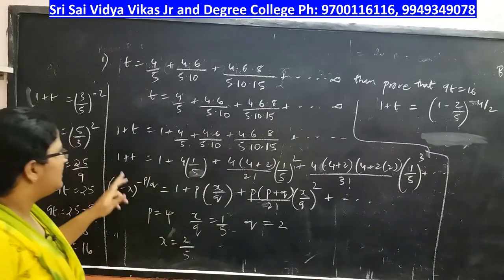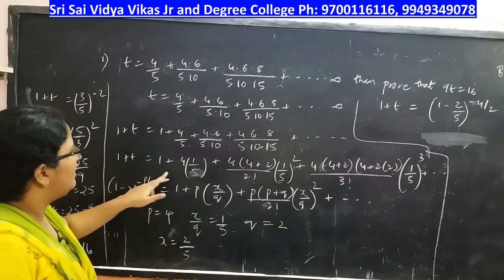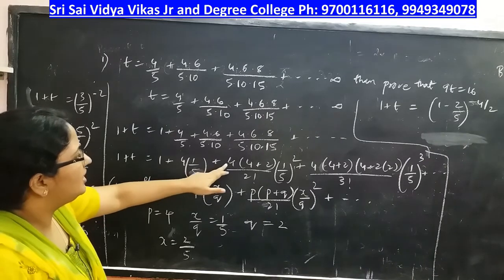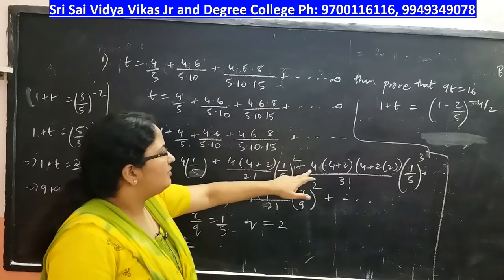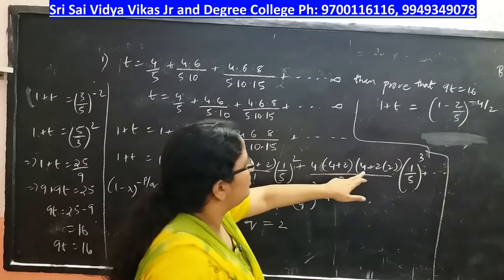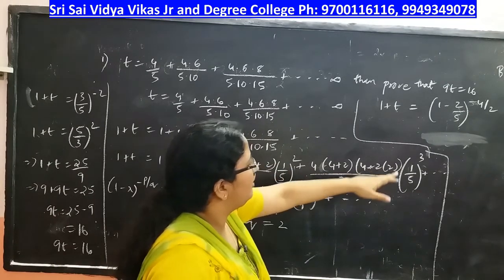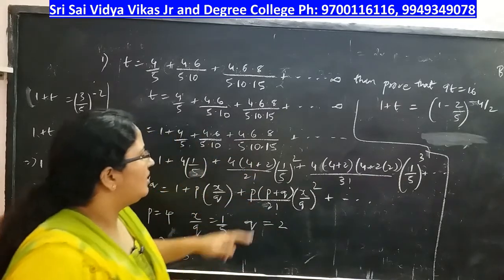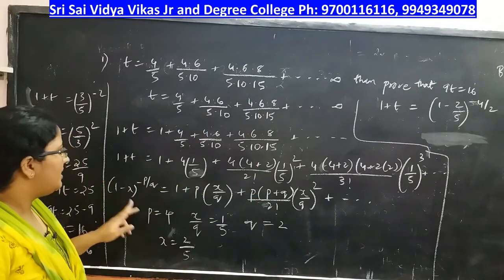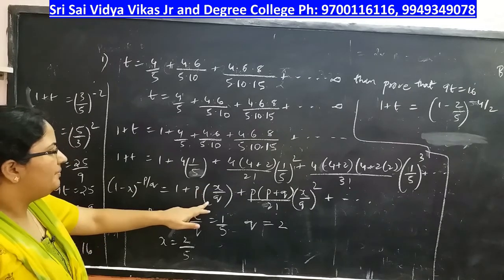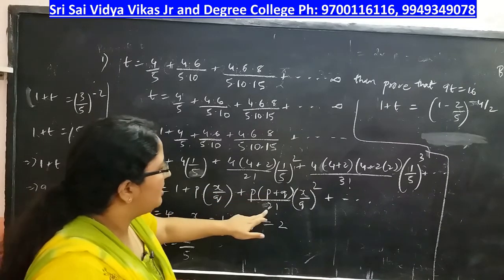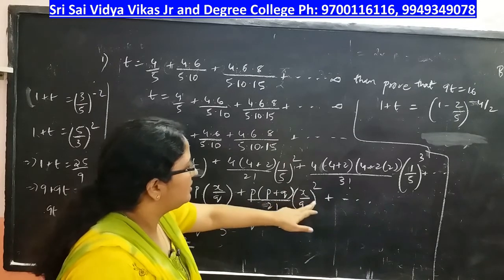Now this is equal to 1 plus 1 by 4 into 1 by 5 plus 4 into 4 plus 2 by 2 factorial into 1 by 5 whole square plus 4 into 4 plus 2 into 4 plus 2 by 3 factorial 1 by 5 whole cube plus so on. This is what you have. This is same as 1 minus x whole power minus p by q, that is equal to 1 plus p into x by q plus p into p plus q by 2 factorial into x by q whole square plus so on.